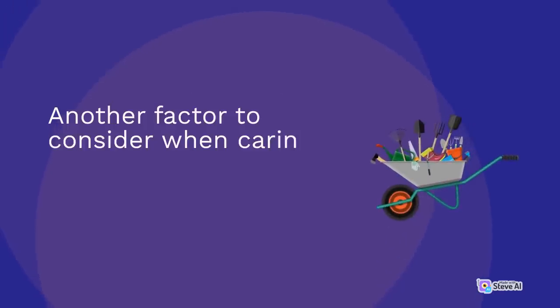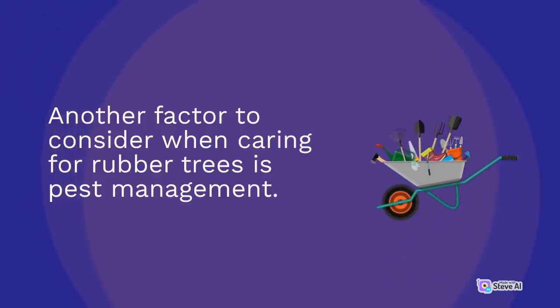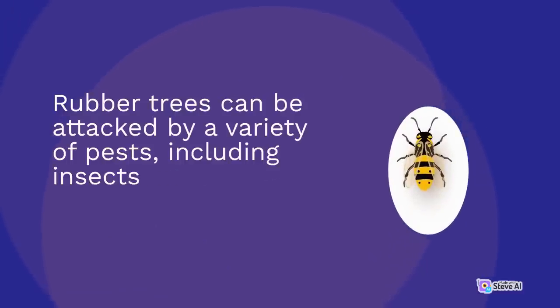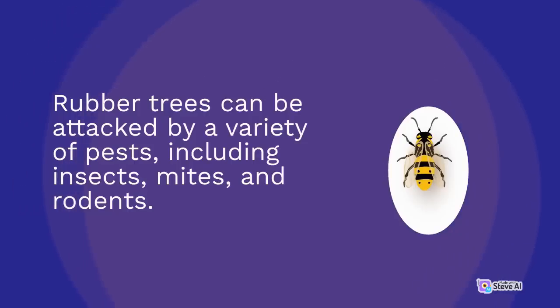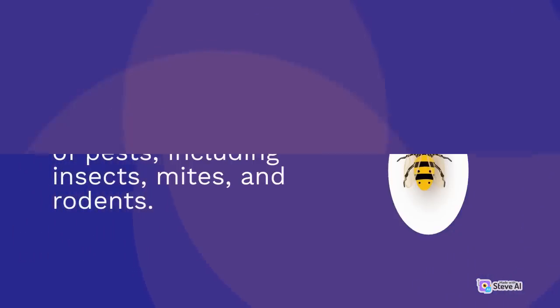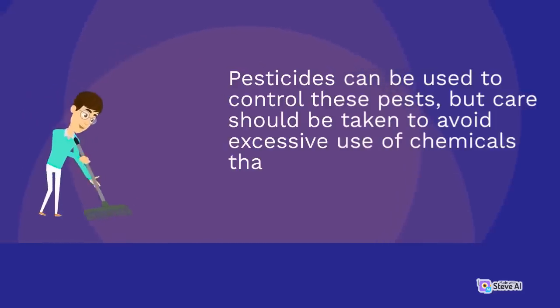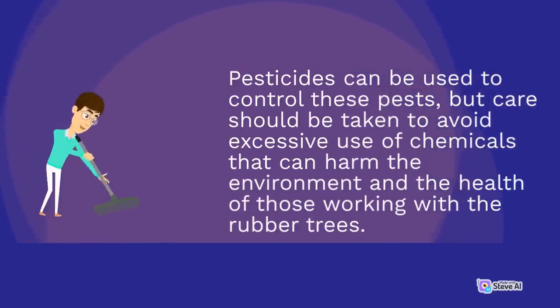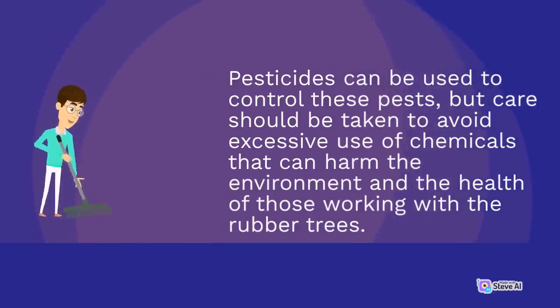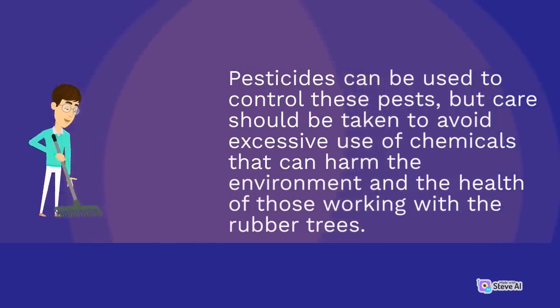Another factor to consider when caring for rubber trees is pest management. Rubber trees can be attacked by a variety of pests, including insects, mites, and rodents. Pesticides can be used to control these pests, but care should be taken to avoid excessive use of chemicals that can harm the environment and the health of those working with the rubber trees.